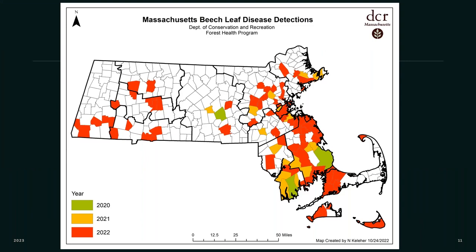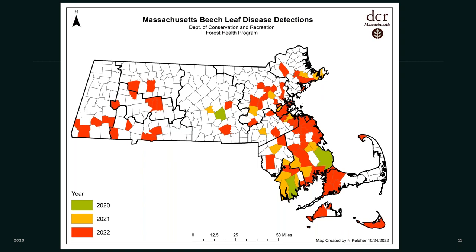So I know Dr. Marra doesn't want to get reports, but I still am really interested in getting reports from the public in communities we haven't detected it. So kind of mapping where we're seeing it. My team is really interested in seeing the variation of symptoms we're seeing out there on the landscape. So if you are in one of the communities on this map that are still white and you see symptoms this year, please feel free to reach out to us.